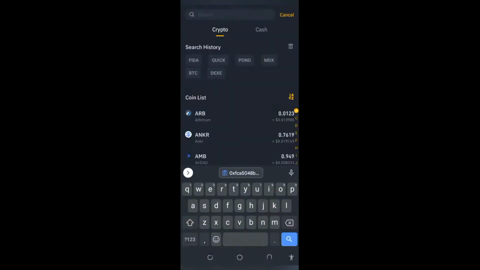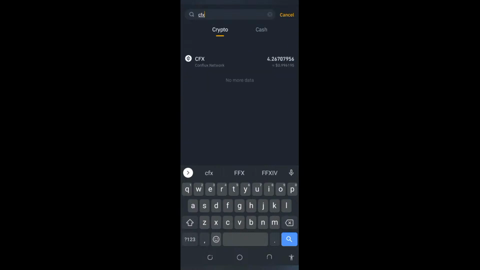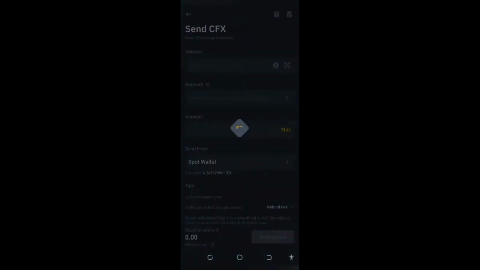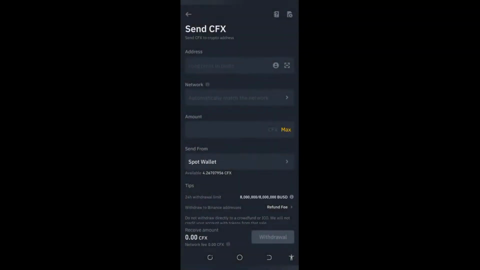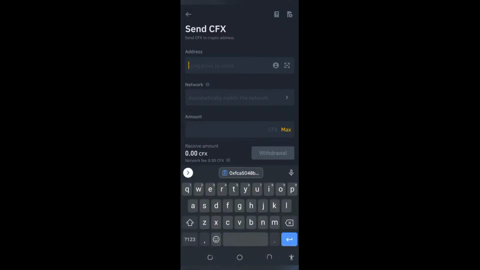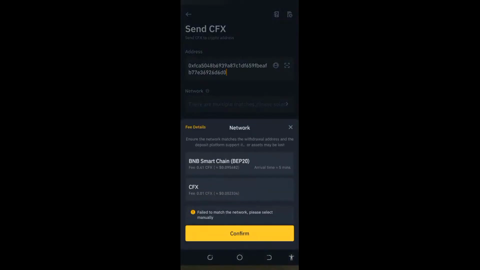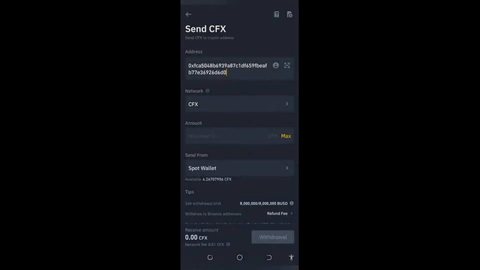So we check on our CFX. All right. Okay, we just have 4.26. Let's click on that. And then let's put the address here. Okay, the address looks like it's looking good. Looks like it's not a mistake. The network is supposed to be CFX, okay?